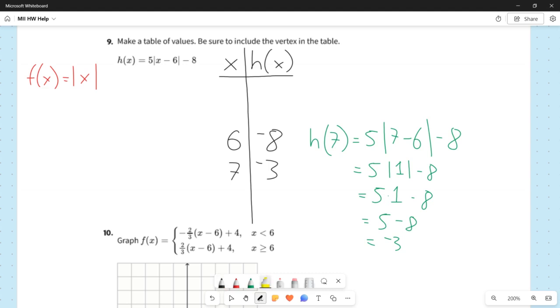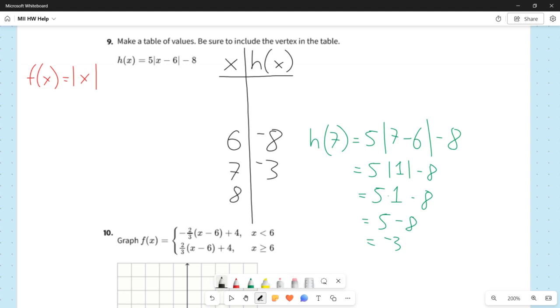Notice that to go from negative 8 to negative 3, we add 5, which also happens to be the coefficient. That is not a coincidence. That is just another observation, but that pattern will hold.